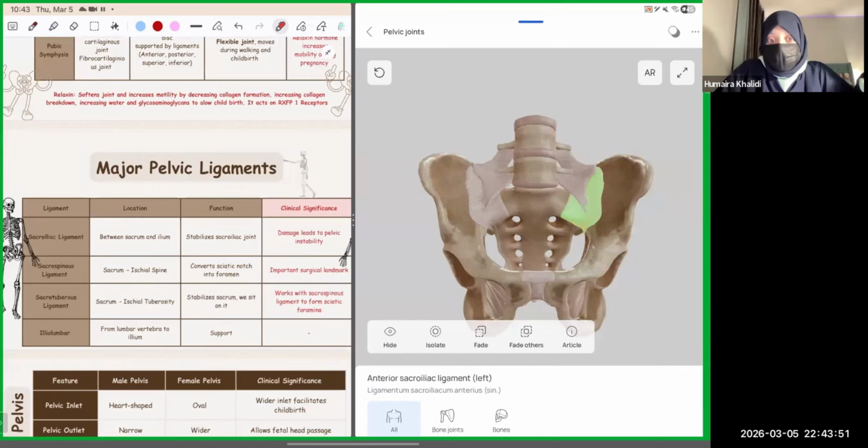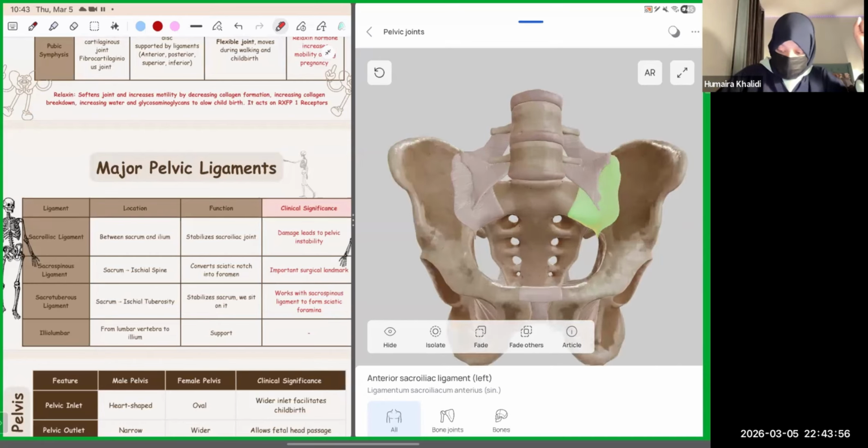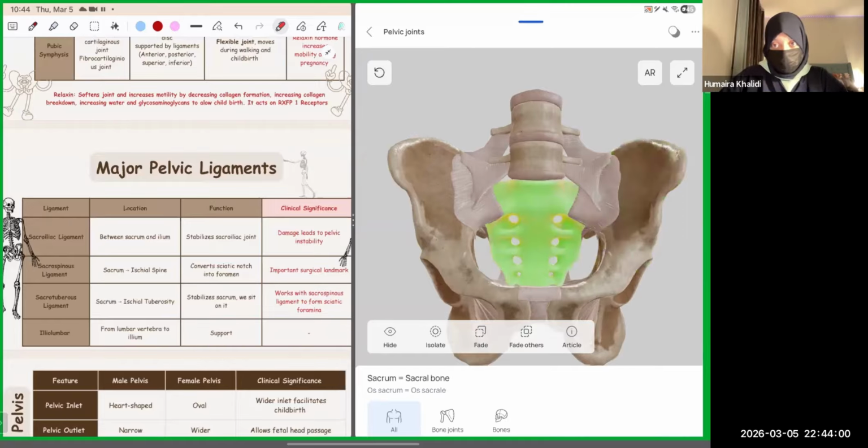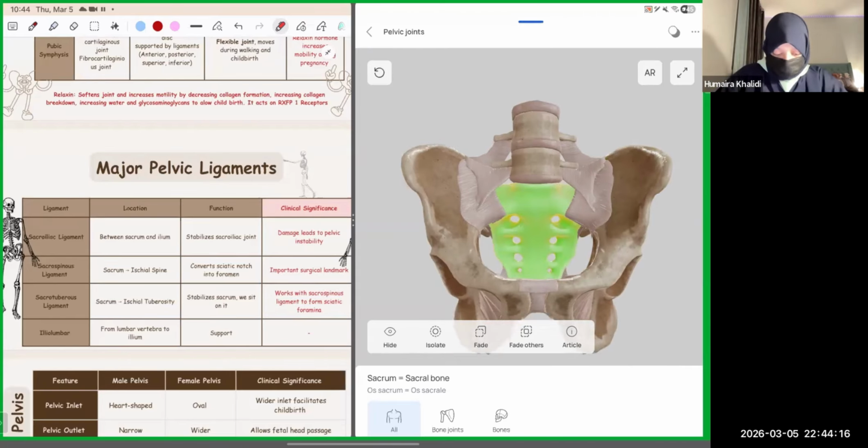Okay? Now let's move on to the pelvic ligaments. We're already kind of slow, but okay. So this is the sacrum. We said this is the sacroiliac joint. Mostly the joints are stabilized by ligaments. So between the sacrum and the ilium, you're going to have the sacroiliac joint, which is stabilized by the sacroiliac ligament. What does it do? It stabilizes the sacroiliac joint.